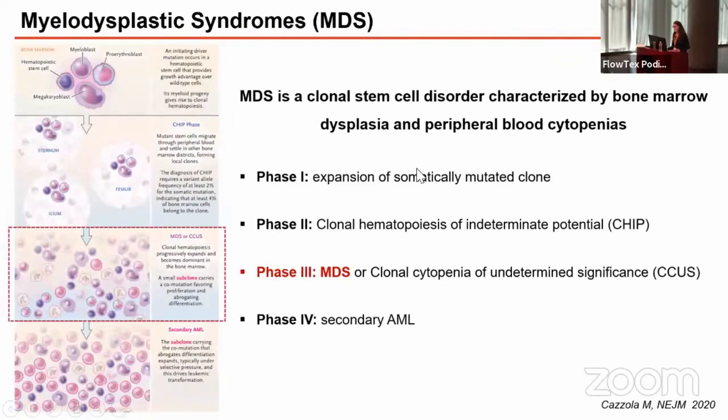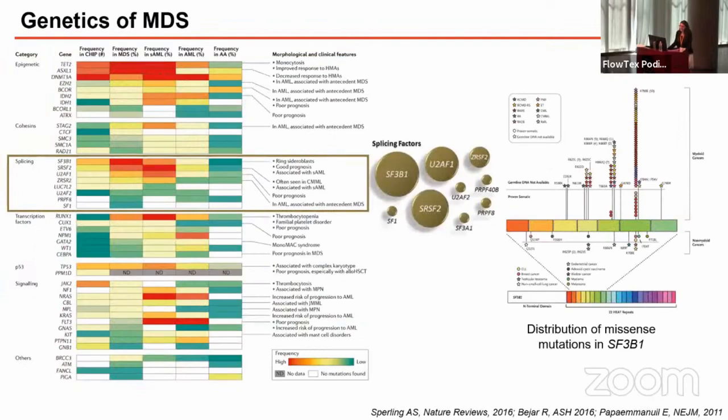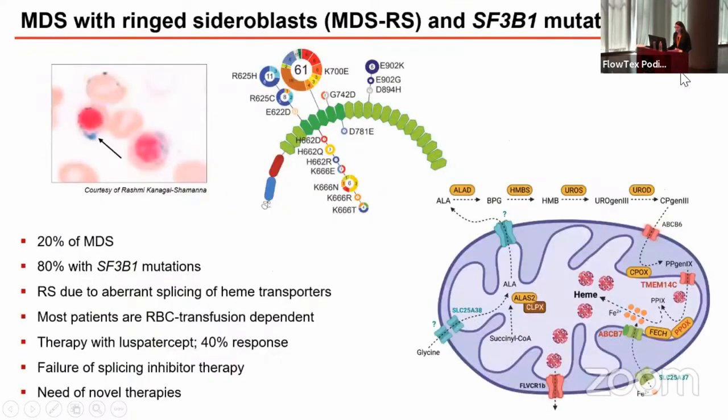So myelodysplastic syndromes, or MDS, is a clonal stem cell disorder that is characterized by bone marrow dysplasia, peripheral blood cytopenias, and an increased risk of progression to acute myeloid leukemia. The clinical and pathological characteristics of MDS are due to recurrent somatic mutations. The most common mutations that we find in MDS are in a splicing factor gene, specifically SF3B1, which accounts for almost 25% of the mutations that we see in these patients.